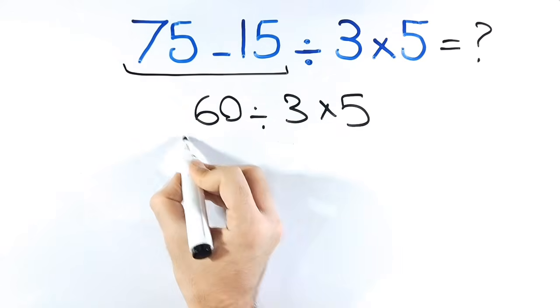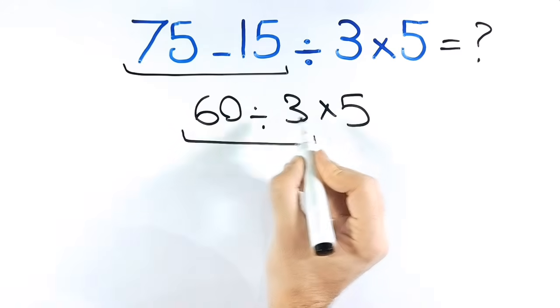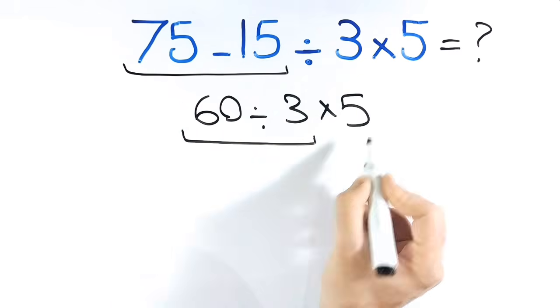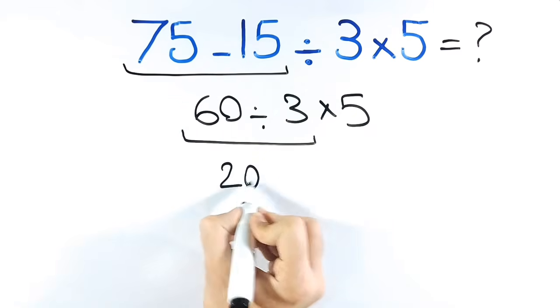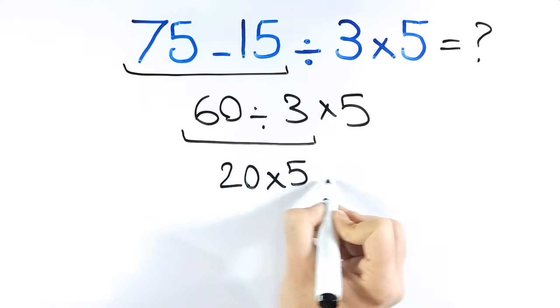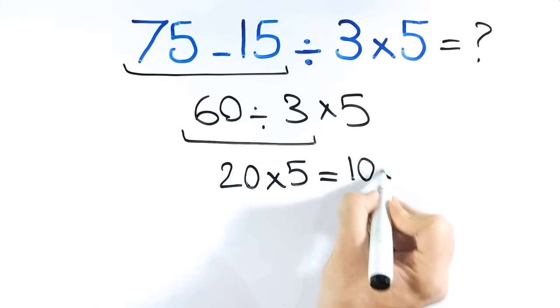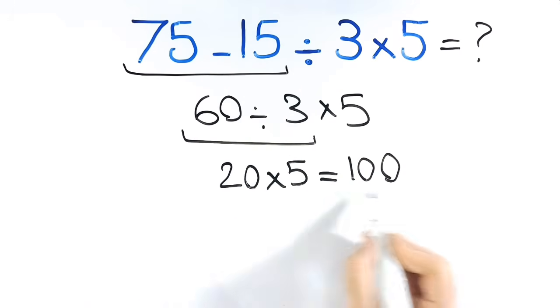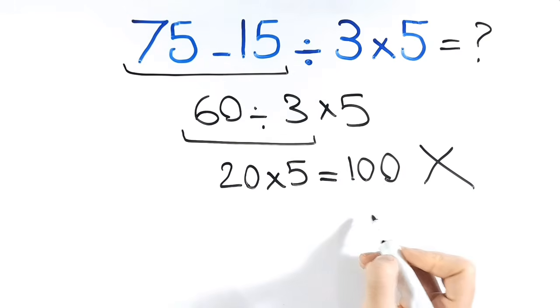And the next step, they go for the division between 60 and 3. And instead of this expression, they write 20 times 5, which finally gives them the answer 100. However, this answer is absolutely wrong.